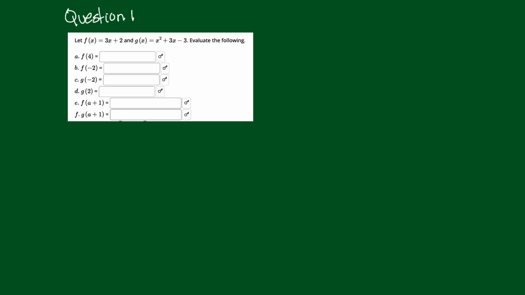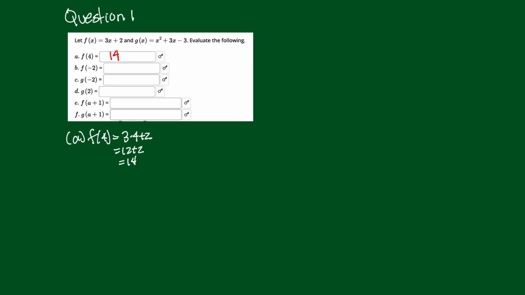Let's go down here to part A. In part A, we want to compute f of 4. So I'm going to locate the function named f. Here it is right here, and you can see that that x has been replaced with a 4. So look at your function f, replace all the x's with a 4. I'm going to have 3 times 4 plus 2. So I get 12 plus 2. I get 14. All right, so I'm going to put a 14 in here.